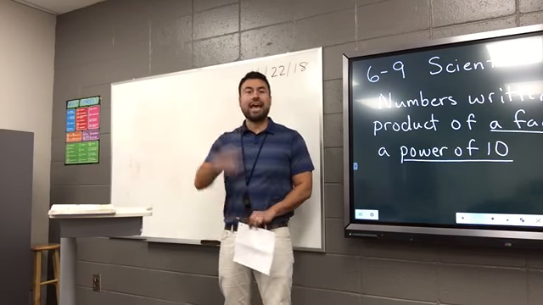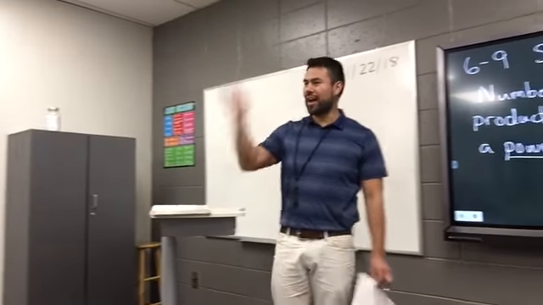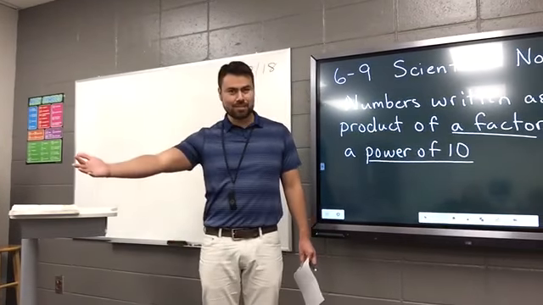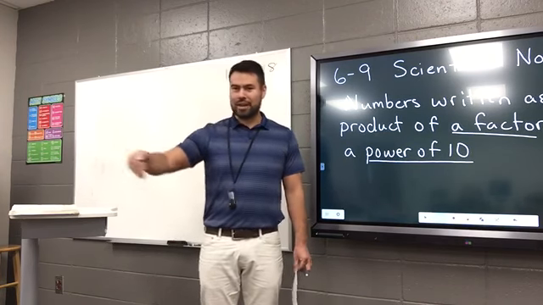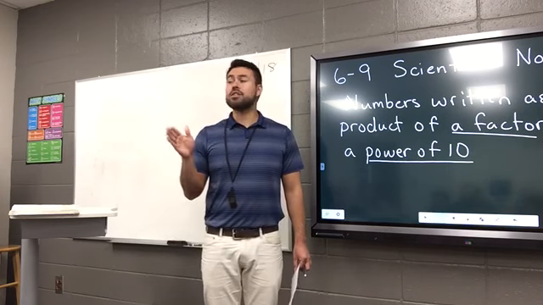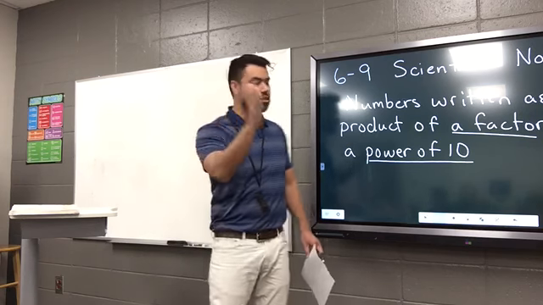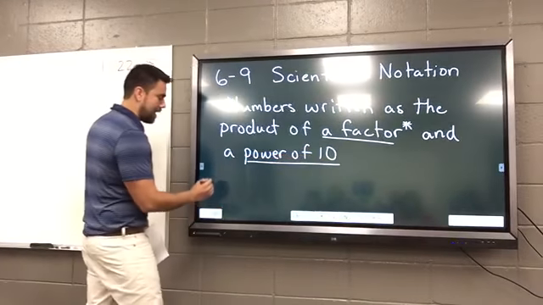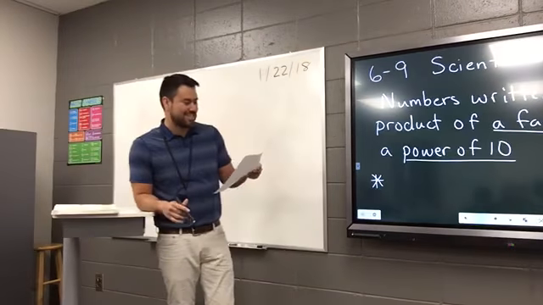Okay, 10 is a power of 10. 100 is a power of 10. 1,000 is a power of 10. Can you give me the next one? 10,000, 100,000, million. So you can also put it this way: 10 to the first, 10 to the second, 10 to the third, 10 to the fourth. Those are all powers of 10. Okay, let's go to that little asterisk, since you guys are dying to know what that factor means.